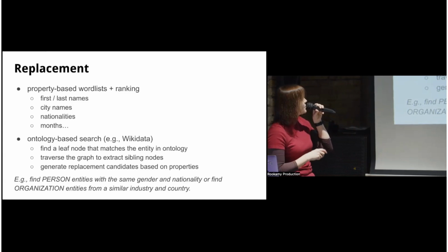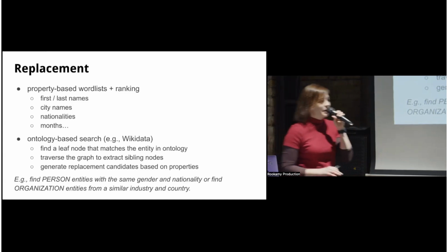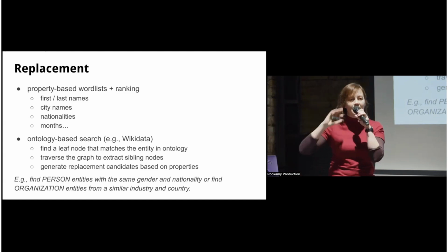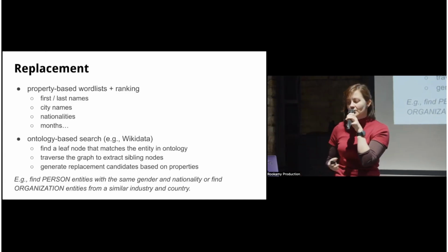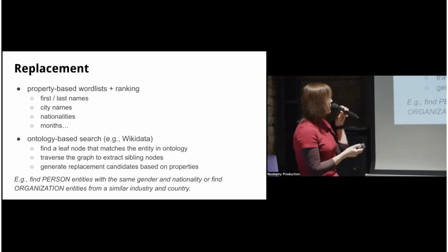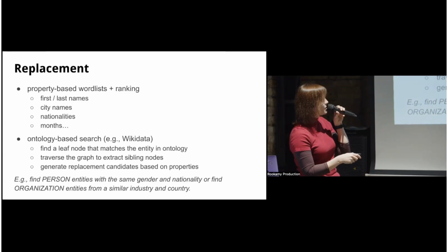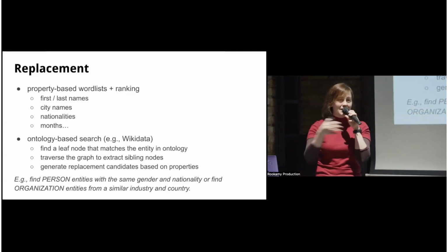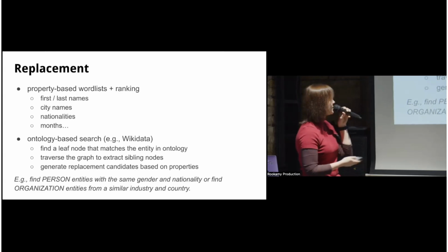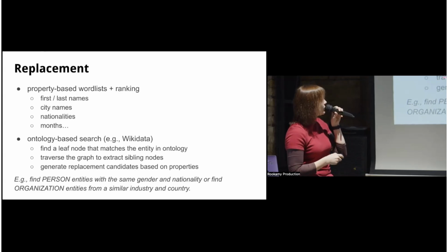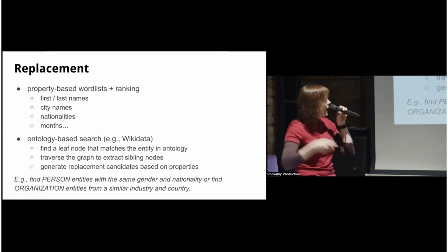The other approach that is used is ontology-based, which also has its problems, but has its virtues too. Say you have an ontology that has multiple people, multiple organizations, multiple locations, and so on. And you want to anonymize a person. So you would find a leaf node in this ontology that matches your entity, but this means that your entity has to be in the ontology, right? That's one problem. Then you traverse the graph to extract sibling nodes, and you generate candidates based on properties.